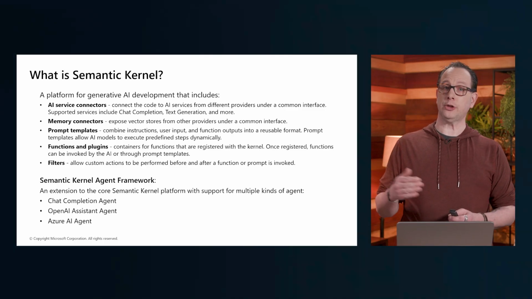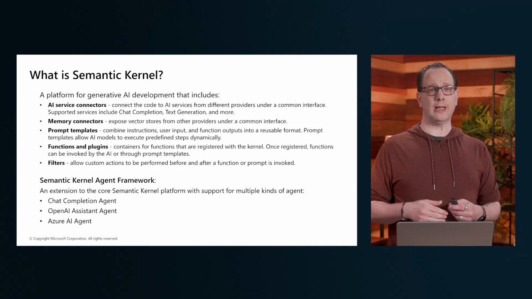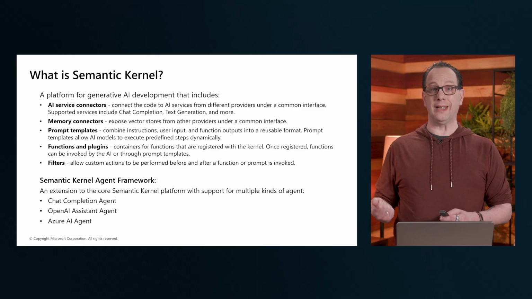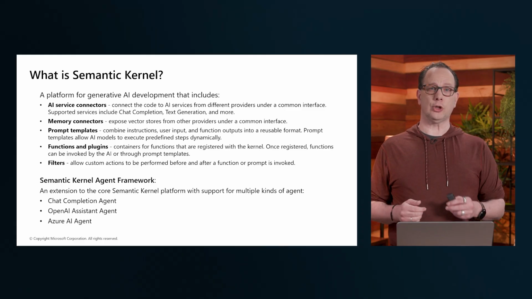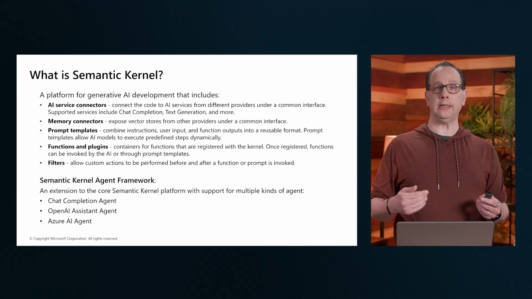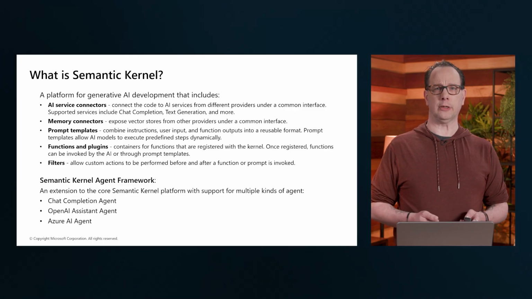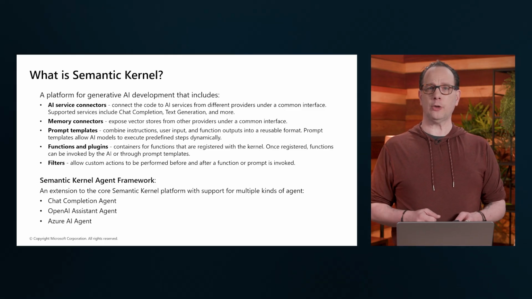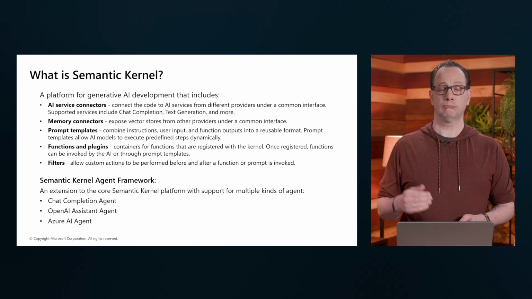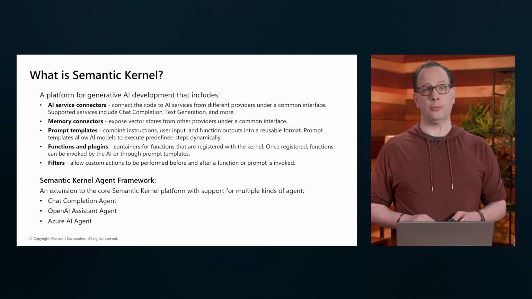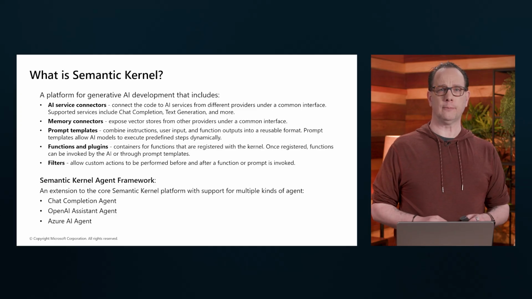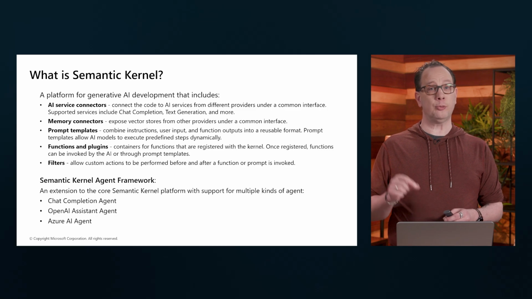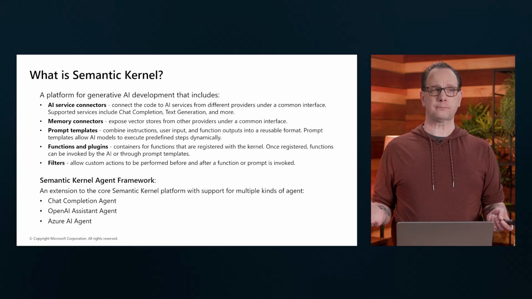Another component is functions and plugins. Think of them as containers, but not the Docker ones, for functions that are registered within the kernel. Once registered, functions can be invoked by the AI or through a prompt template. And that's the other component here, prompt templates. These are being used to combine instructions, user input, and function outputs into reusable format. Prompt templates allow AI models to execute predefined steps dynamically.